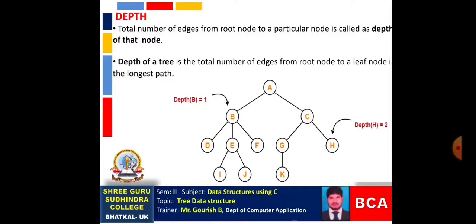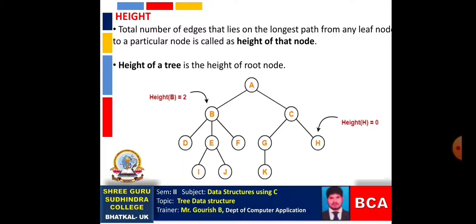What is the depth of K? The depth of K is 3 because from the root node we have to count the edges: AC, then CG and GK. So the depth of K is 3.